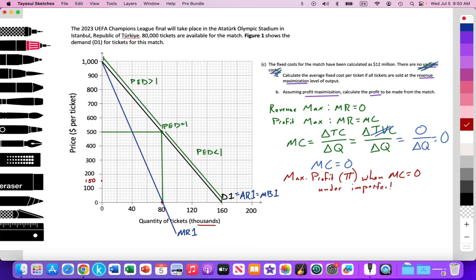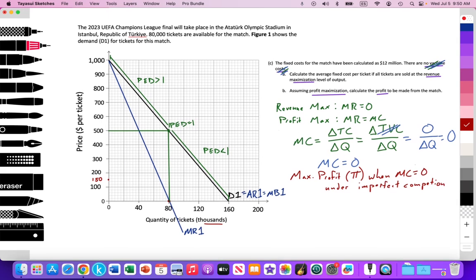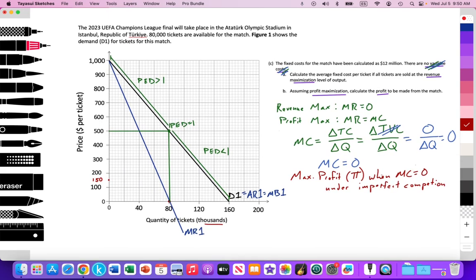And in imperfect competition, we have a downward sloping demand curve versus perfect competition, where you have a perfectly elastic demand curve. So profit max, where does that occur? How do we achieve profit max when MC equals 0?